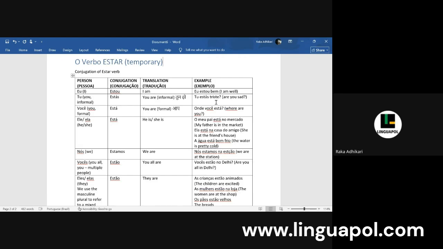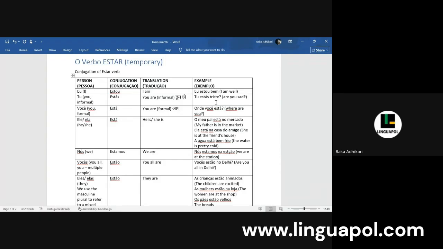Then we have vocês. With vocês and eles, elas, the conjugation is estão. Example with vocês. Vocês estão no Delhi. Are you all in Delhi? So we are not saying, are you from Delhi? We are not talking about origin here. We are talking about location. क्या आप सब दिल्ली में हैं? Okay. So we are talking about the current location of the person. Vocês estão no Delhi? Are you all in Delhi? That is why we are using the estar verb.